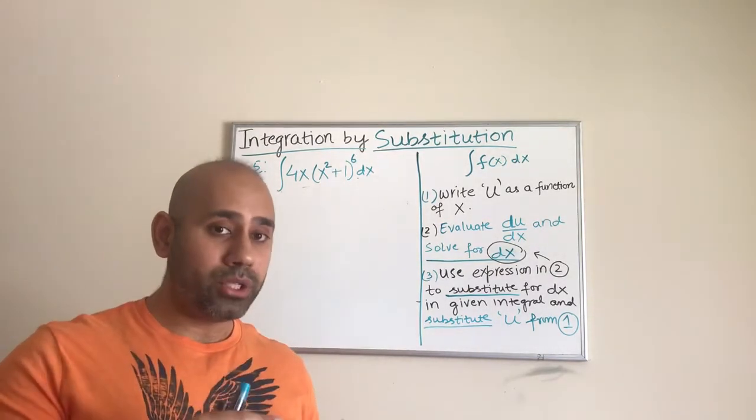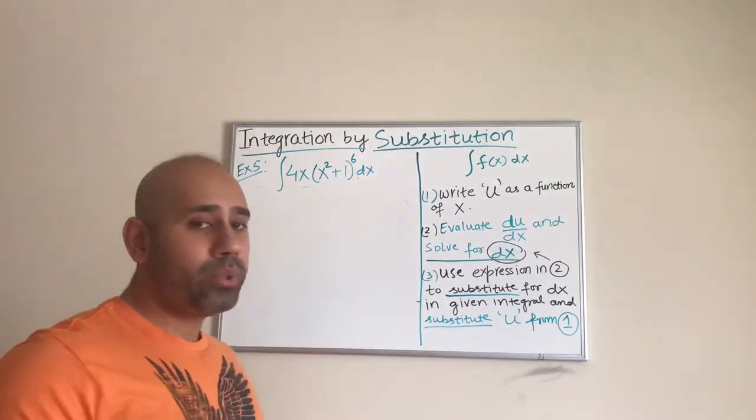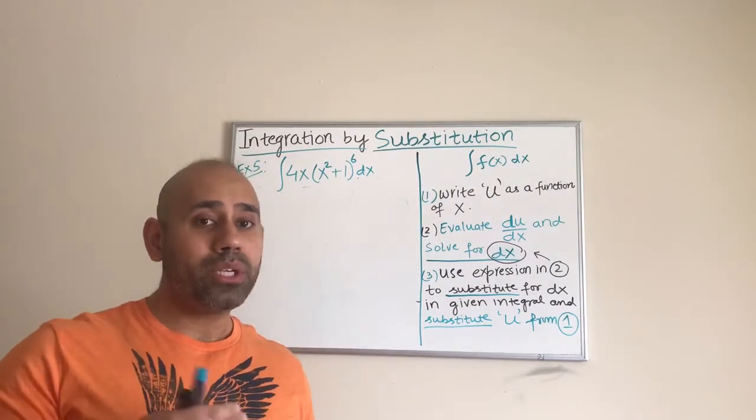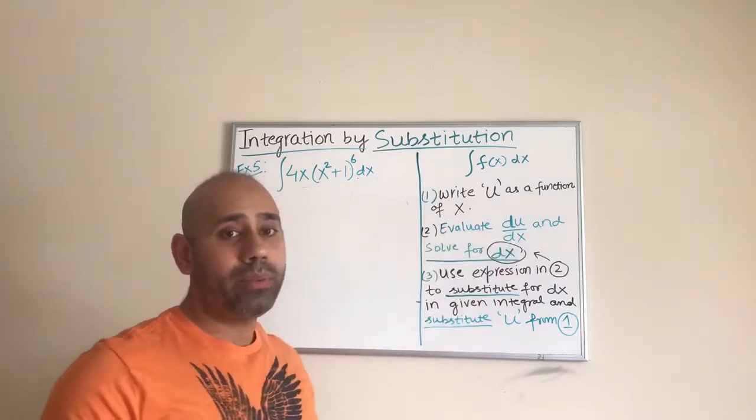You start by substituting, or letting u equal some expression in terms of x. Then step number 2 is we evaluate the derivative of that function u with respect to x. And once we do that, we solve for dx.